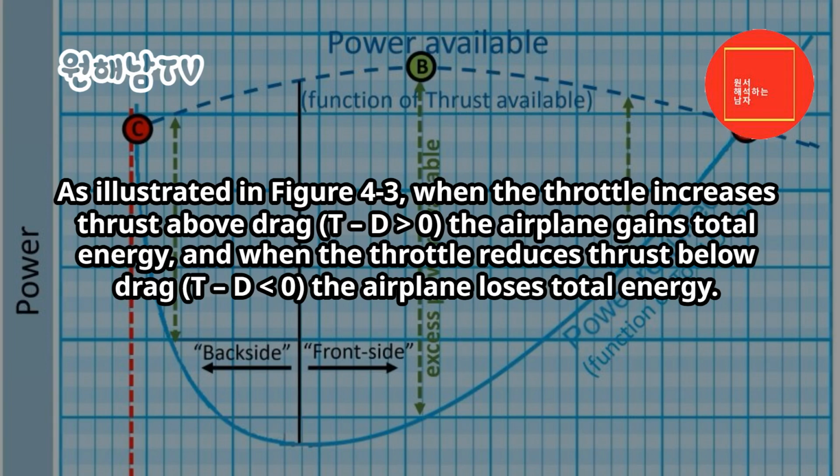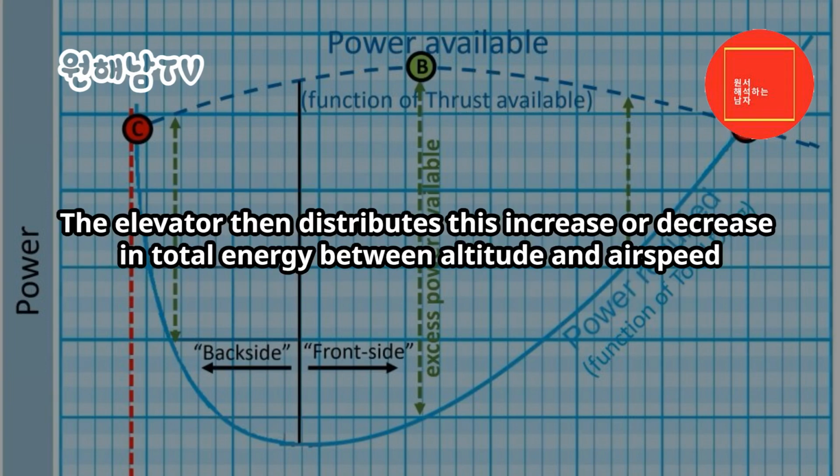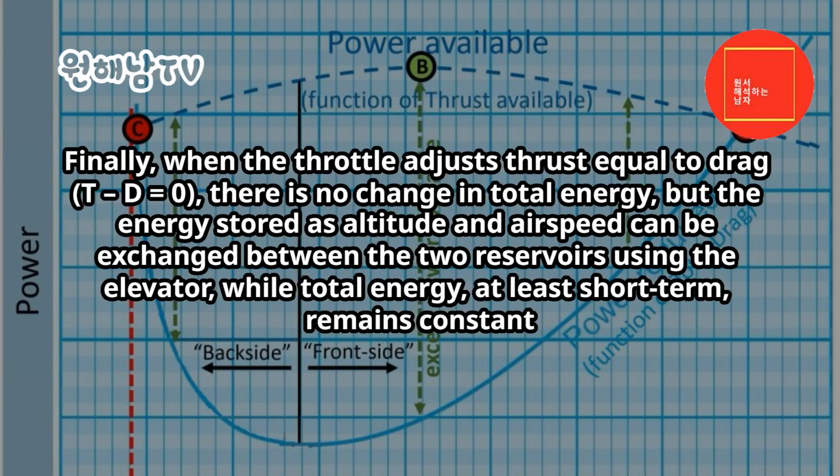As illustrated in Figure 4-3, when the throttle increases thrust above drag, T-D is greater than 0, the airplane gains total energy, and when the throttle reduces thrust below drag, T-D is less than 0, the airplane loses total energy. The elevator then distributes this increase or decrease in total energy between altitude and airspeed. Finally, when the throttle adjusts thrust equal to drag, T-D equals 0, there is no change in total energy, but the energy stored as altitude and airspeed can be exchanged between the two reservoirs using the elevator, while total energy, at least short-term, remains constant.